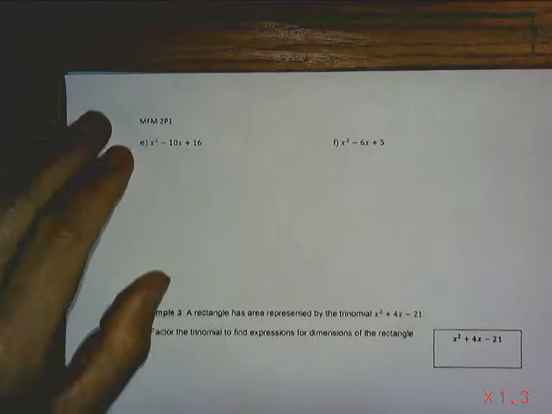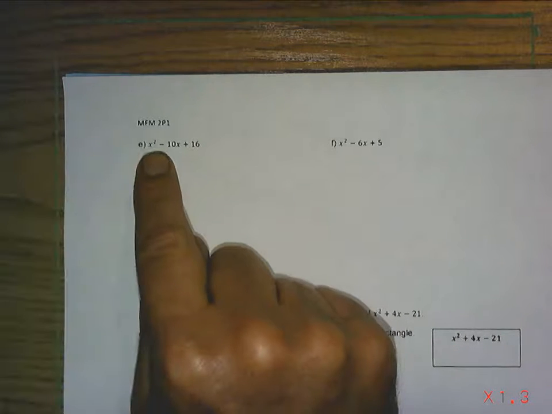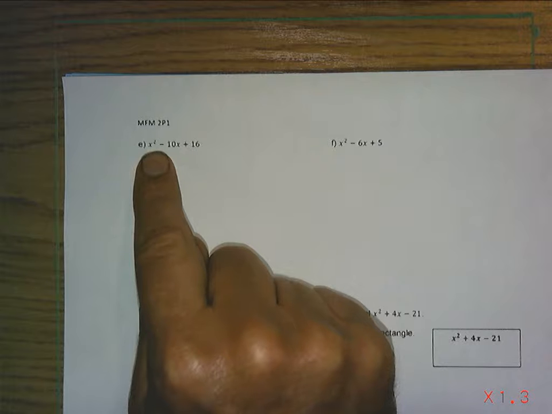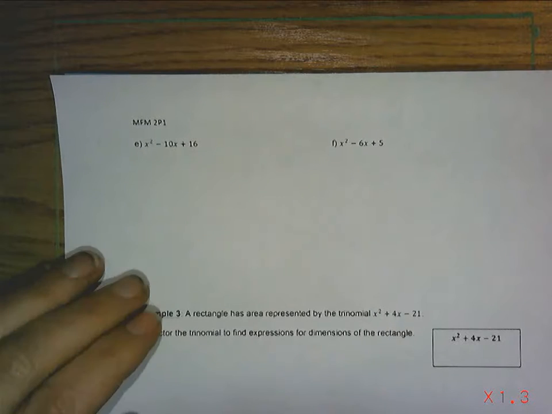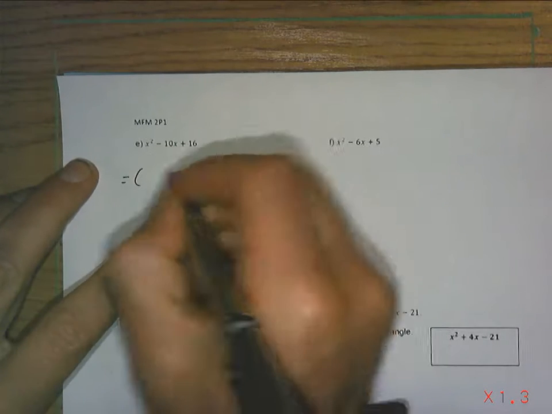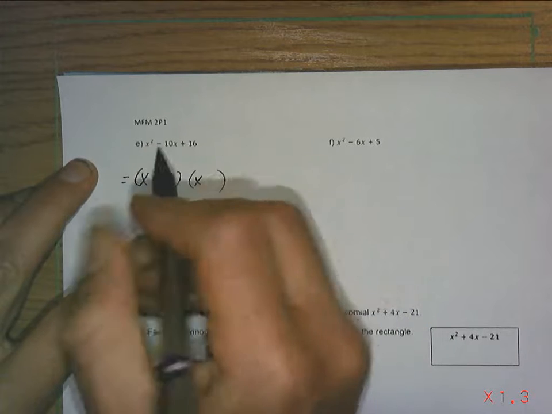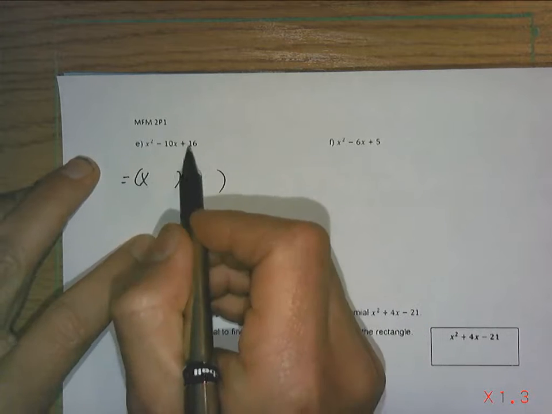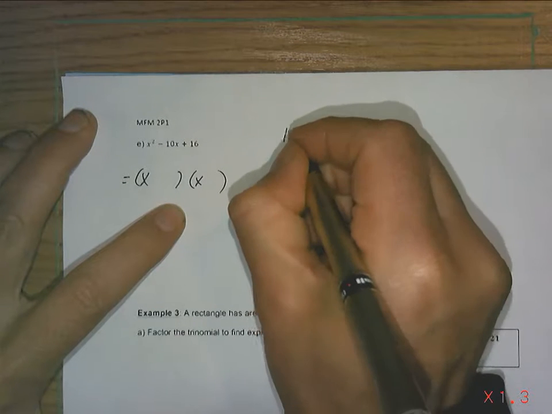So we're looking at our next question, which is going to be x squared minus 10x plus 16. So we want to factor that. Well, we know the answer will be a binomial. We know that we'll put an x at the beginning of both because it's x squared. We want two numbers that multiply to give 16.